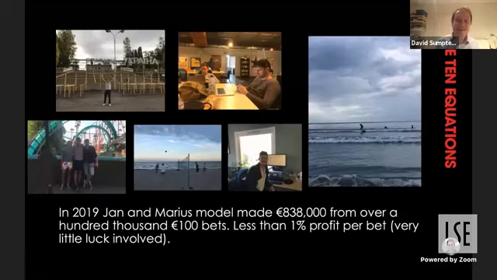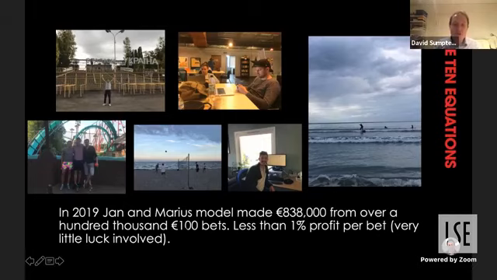I like to show some pictures of the lifestyle you can have if you're a professional bettor. And maybe you don't get to do as much traveling just now, but this is them traveling all around the world, to Ukraine, to Florida, playing beach volleyball on the beach in Denmark. This is my favorite. This is Marius surfing, which he likes to do in his spare time when he's not gambling. And these two had a model that made 838,000 euros from over 100,000 bets of around €1 each time. So that's less than 1% profit per bet, but there's very little luck involved in this.